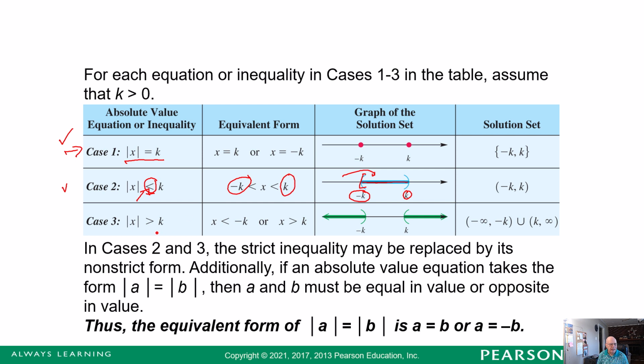So less than, you're going to be between those two numbers. Keep that in mind. If it's greater than, then it's going to be outside those numbers. So negative k, and your numbers are on the outside of that interval. So the equivalent form of setting 2 absolute values equal is either A is equal to B if they're both positive or both negative, or A is the opposite of B, and vice versa.